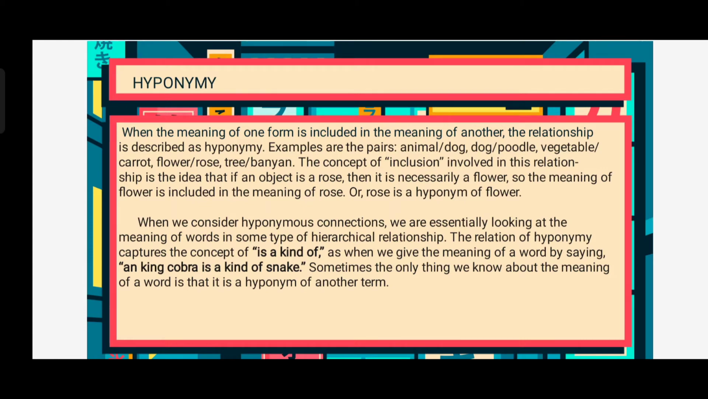When we consider hyponymous connections, we are essentially looking at the meaning of words in some type of hierarchical relationship. The relation of hyponymy captures the concept of 'is a kind of', as when we give the meaning of a word by saying, a king cobra is a kind of snake. Sometimes the only thing we know about the meaning of a word is that it is a hyponym of another term.